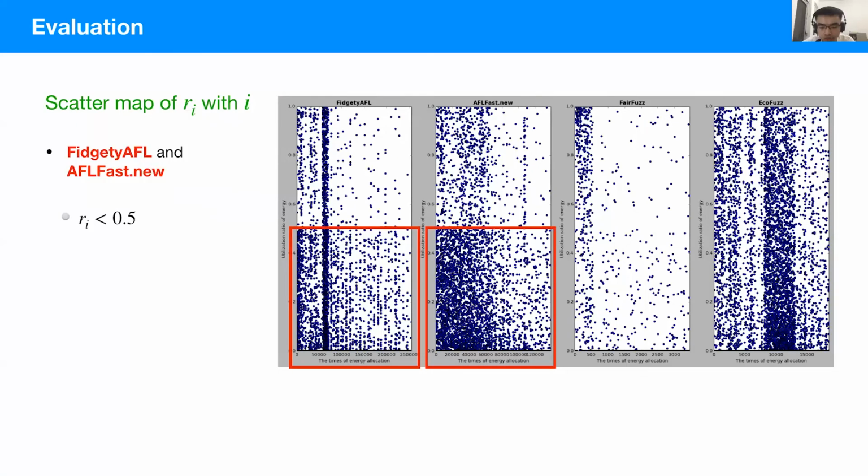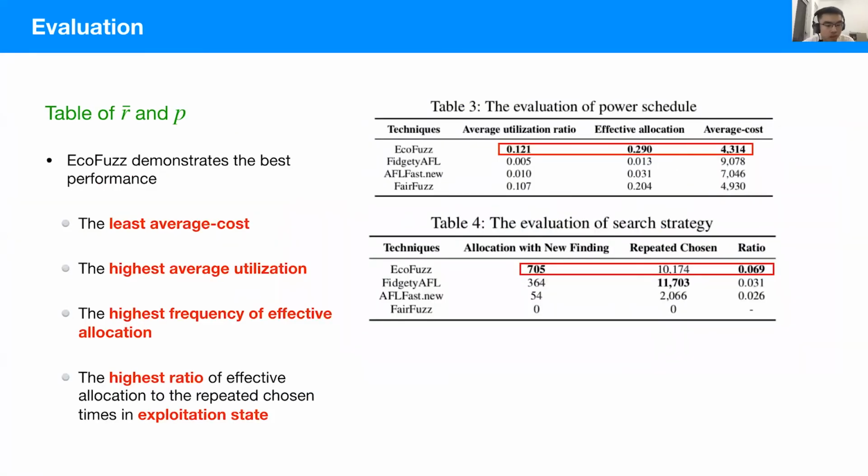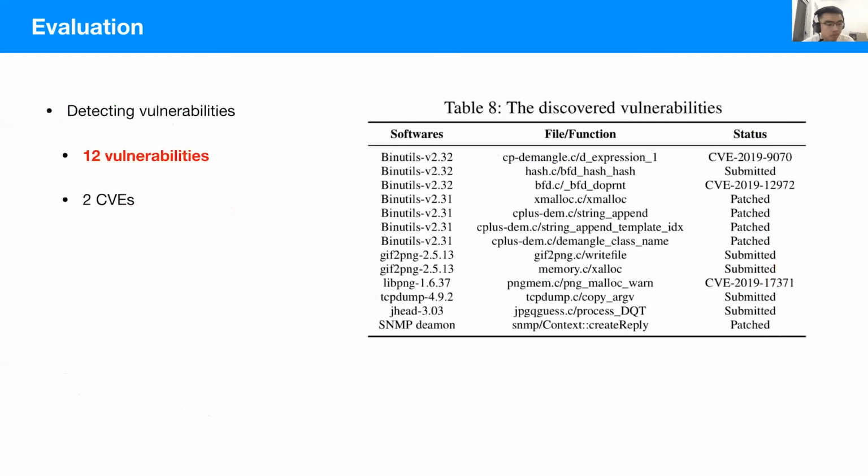This is a scatter map of the utilization ratio in the fuzzing process. From this, the ratios of most points in fragile AFL and AFL-new are under 1.5. However, they are much closer to 1.0 in EcoFuzz. Moreover, from the tables, EcoFuzz performs the best with the least average cost, highest average utilization, highest frequency of effective allocation, and highest ratios, which proves that the search strategy and power schedule of EcoFuzz are efficient. EcoFuzz is also efficient in detecting vulnerabilities, finding 12 vulnerabilities and getting 2 CVEs.